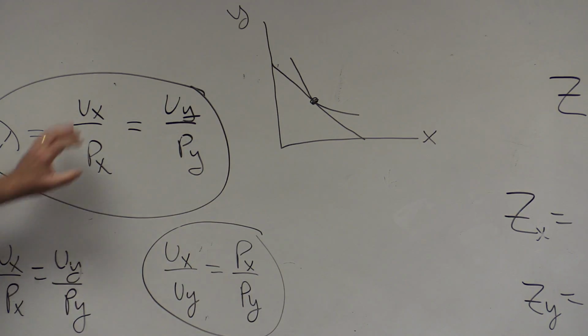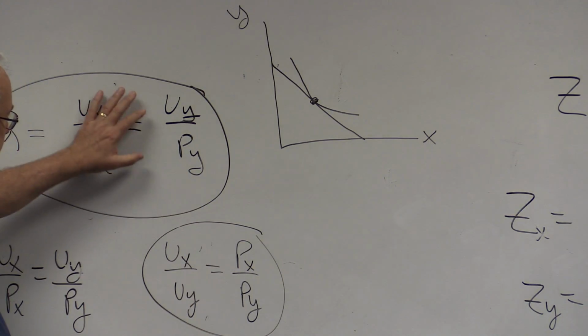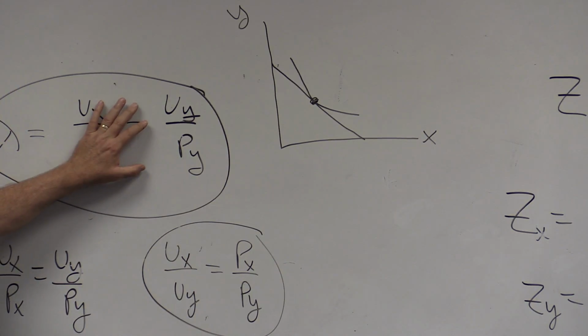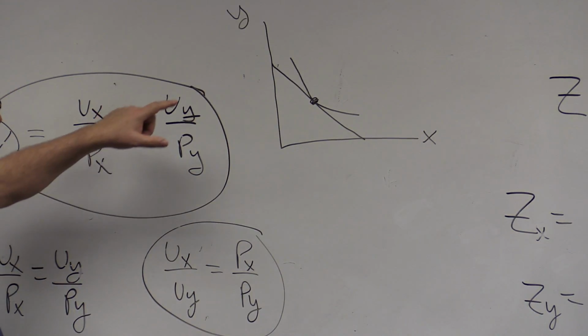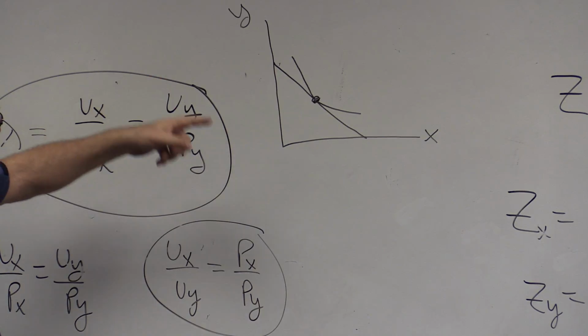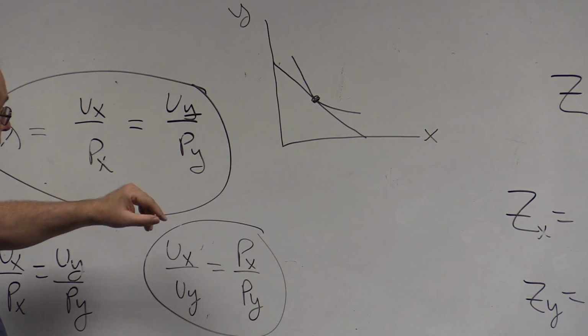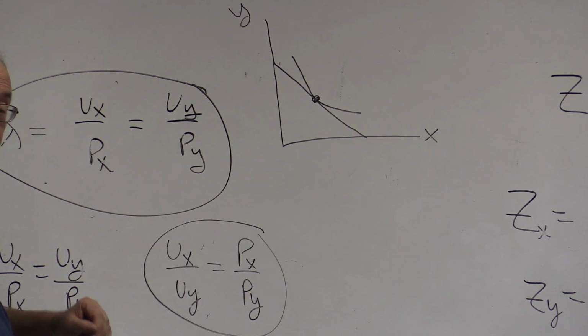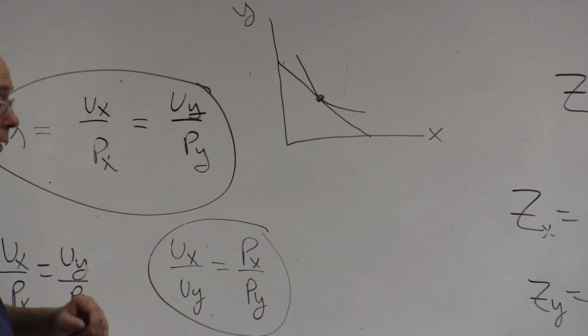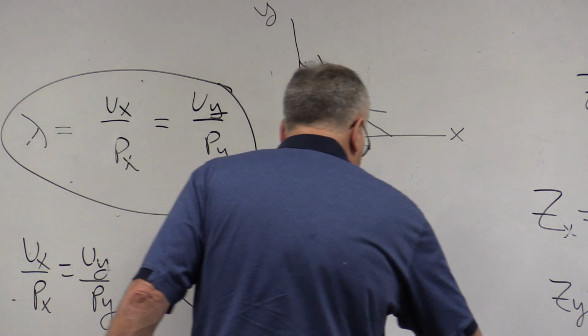Okay. These are really just the first order conditions. Now, if in addition your indifference curve is convex, then this tangency point has to give you the maximum utility. Okay. All right.